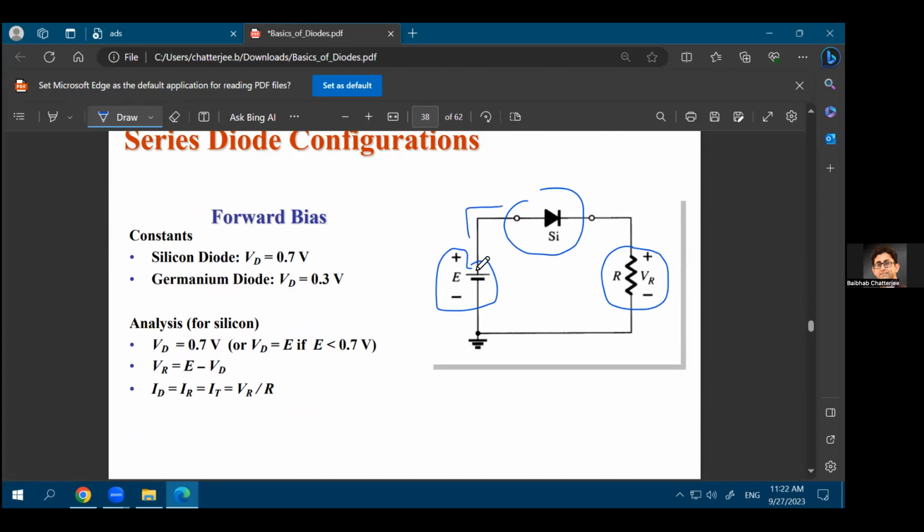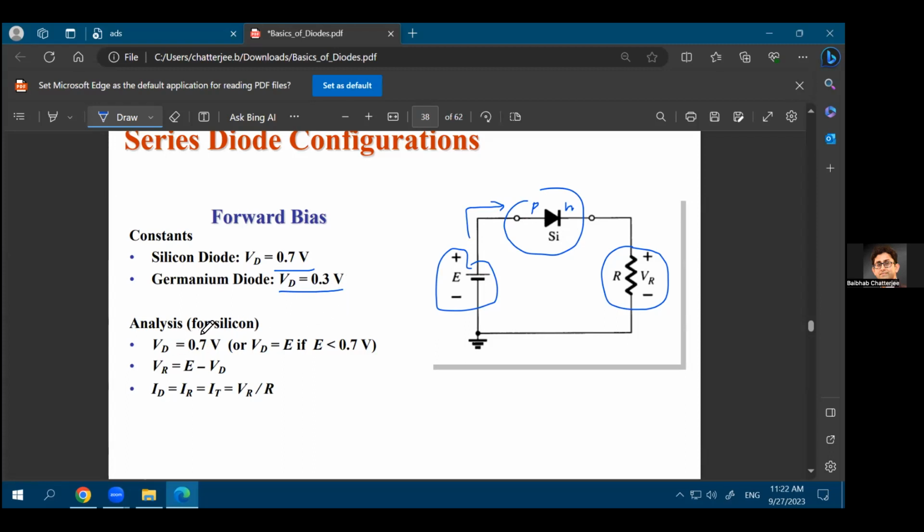this battery will try to create a current in this direction. Now, of course, this is a PN junction diode, so this is the P side and this is the N side. That's how the PN junction diode is defined. So as you are applying the positive voltage to the P side, this is a forward bias diode. So it will have a diode drop of, let's say, about 0.7 volts. If it is a germanium diode, it would have had a diode drop of about 0.3 volts.